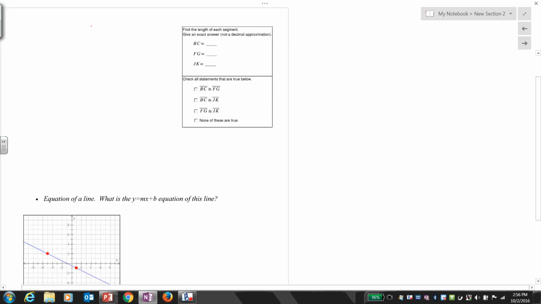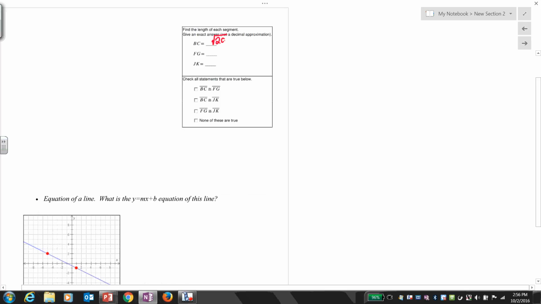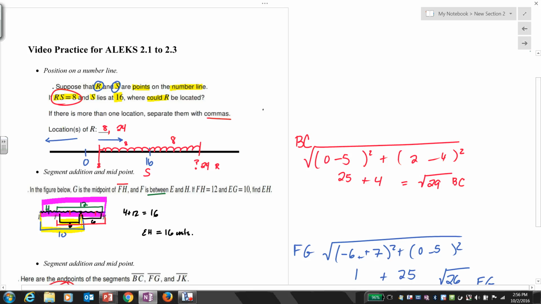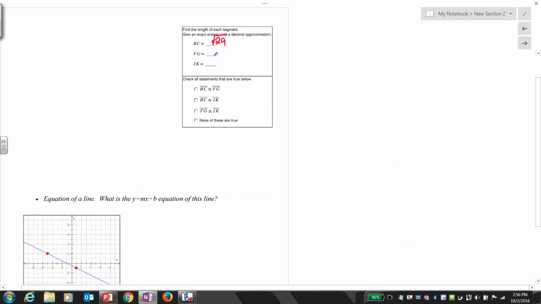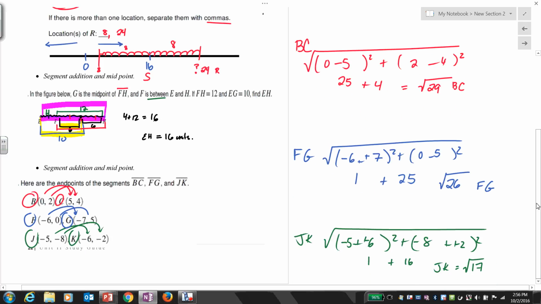BC equals the square root of 29. FG equals the square root of 26. And then we look at the last one. JK equals the square root of 17.